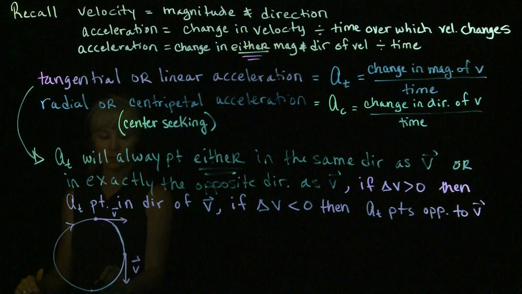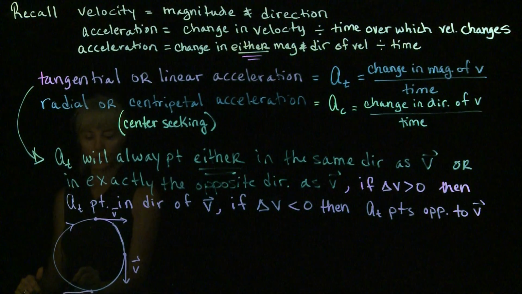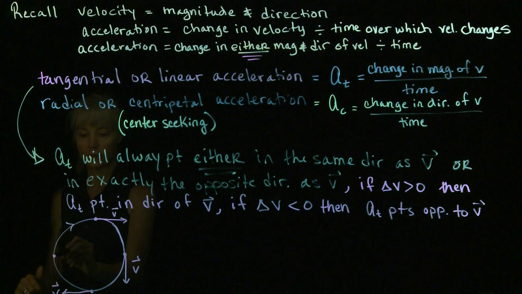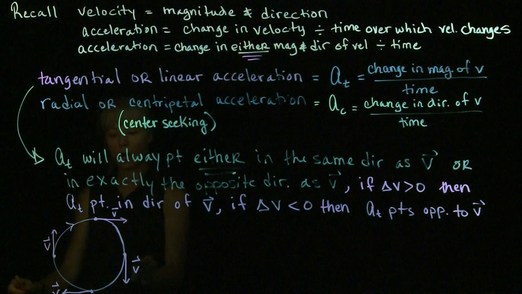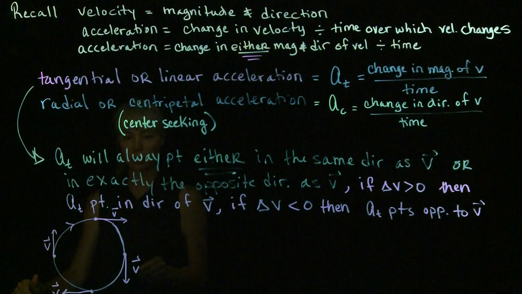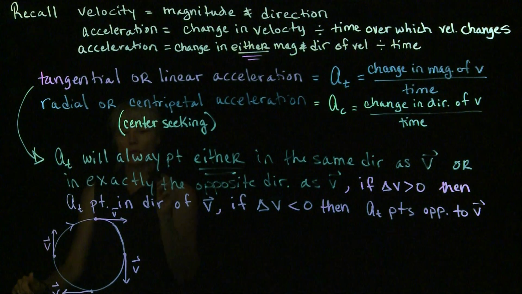At this point right here, the object is instantaneously moving to the left. And at this point right here, the object is instantaneously moving up. So the object is continually changing direction. And remember, the magnitude part of the velocity is indicated in the length of the arrow.